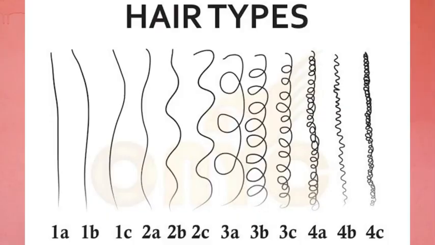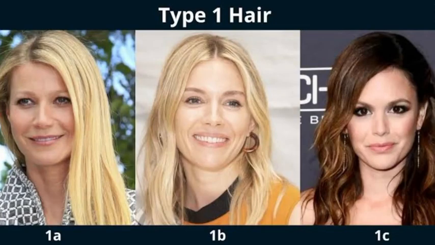So we have four main, broad hair types. We have type 1, 2, 3, and 4. Now, in these types, we have subcategories under these types. As you can see in the chart, type 1 is divided into A, B, C, type 2 A, B, C, type 3 A, B, C, and type 4 A, B, C. So type 1 hair ranges from bone straight hair to slightly wavy hair.